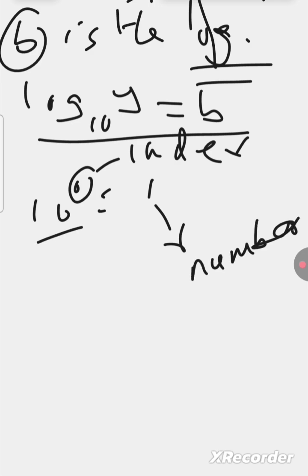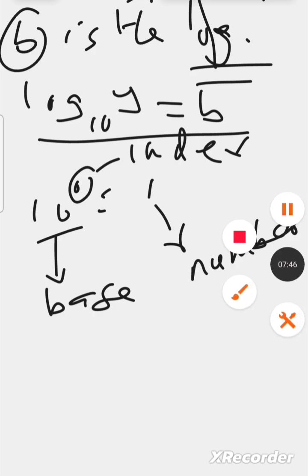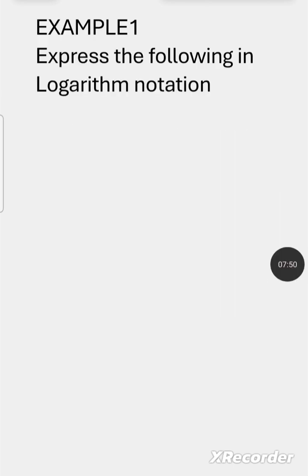This is our number, and this is our base. You must understand this so that sometimes you can be given the logarithms of numbers to convert them into index form, or given index form you convert them to logarithms. Let us go straight to example 1 and see how we can solve these examples.